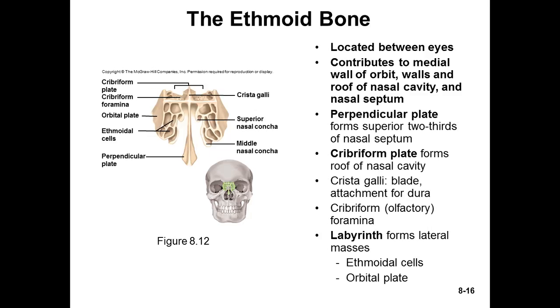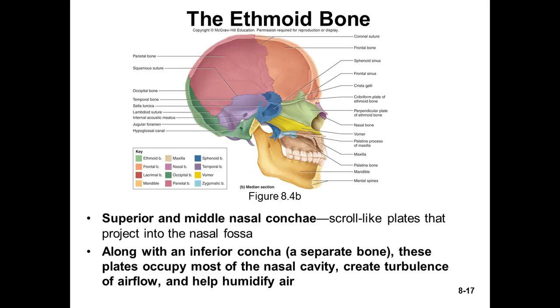The crista galli is important as well. One of your meninges, the dura mater, attaches there. And of course, you have your ethmoid sinuses here as well. Some more important structures: the cribriform plates, the olfactory foramina, and the ethmoid cells, where your ethmoid sinuses are. There are 3 nasal conchae: the superior, middle, and inferior. That's important to know too.